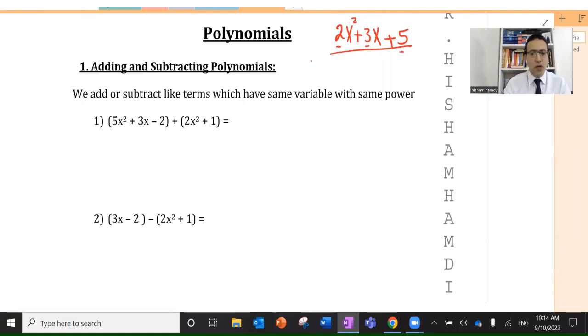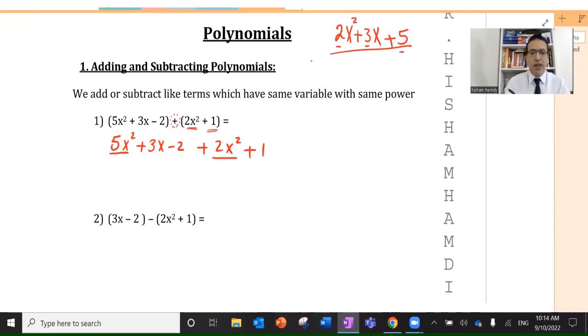As we can notice, I have outside a positive sign. If I have outside a positive sign outside the bracket, all I have to do is write down these two brackets again without changing the sign. So I didn't change the sign of 2x squared. I didn't change the sign of 1. Then I'm going to underline the common or the like terms.